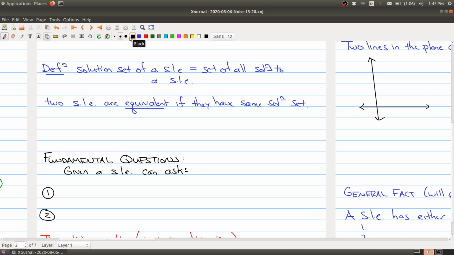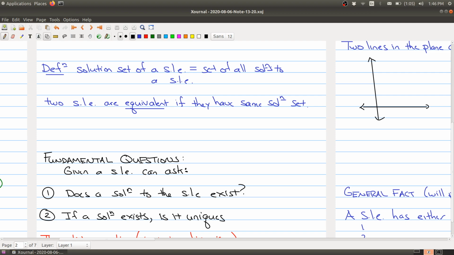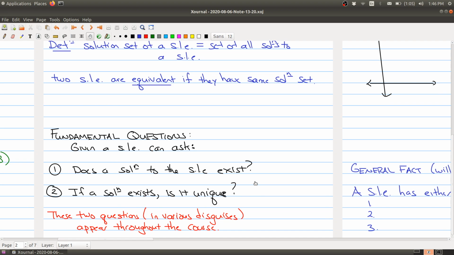So I'm ending the first part off here with two fundamental questions in linear algebra, especially in a first year linear algebra course. So given a system of linear equations, we can ask, does a solution to the system of linear equations exist? So can you actually find a solution? There are going to be scenarios where the system of linear equations has no solution. And if a solution exists, is it unique? Is it the only solution that you can find?